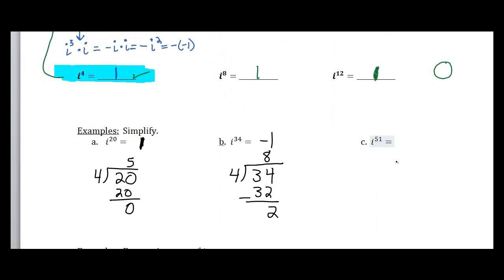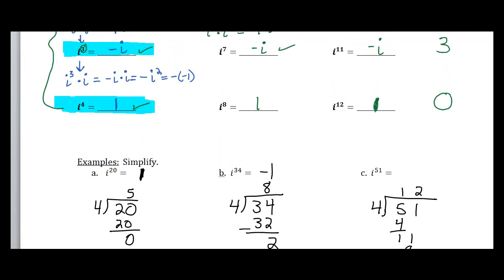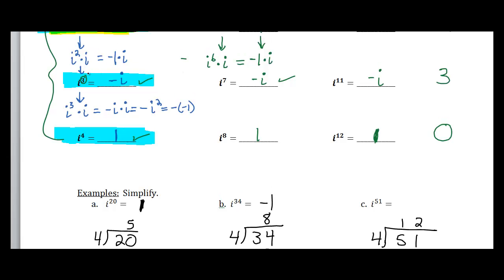Let's go i to the 51st power. Well, let's divide 51 by 4. 4 goes into 5 one time. 4 goes into 11 2 times. So I get a remainder of 3. And so when I get a remainder of 3, it behaves like i to the 3rd power. And I know that i to the 3rd power equals negative i. And so i to the 51st power is negative i.